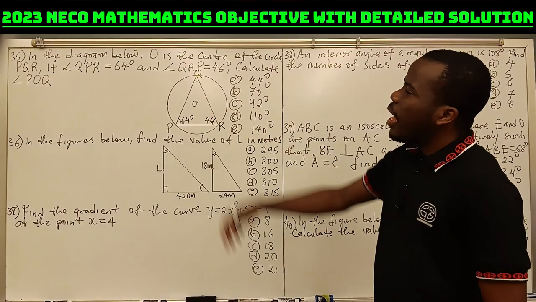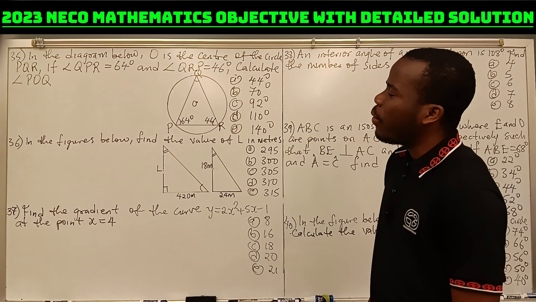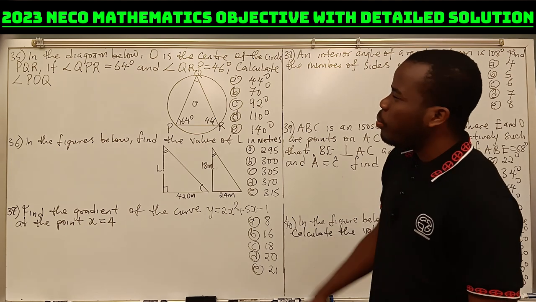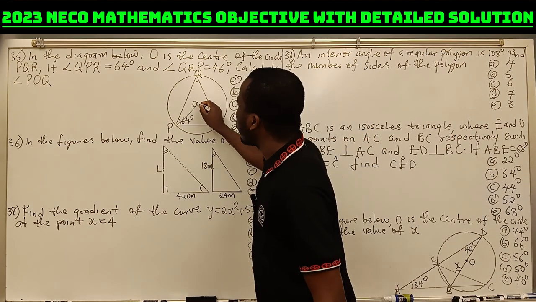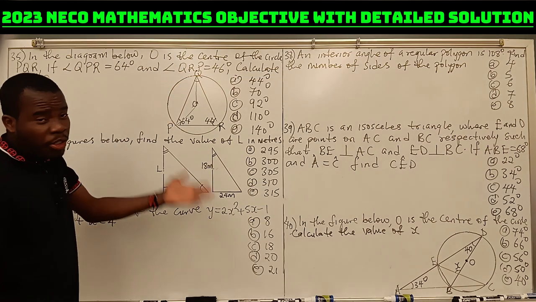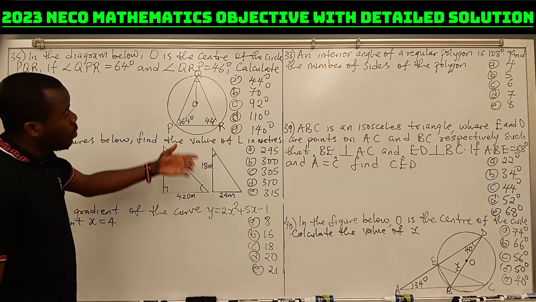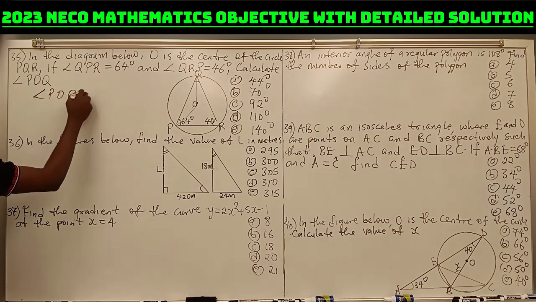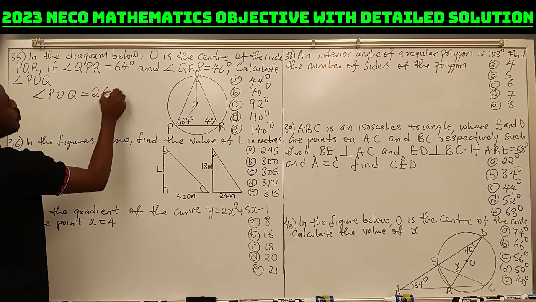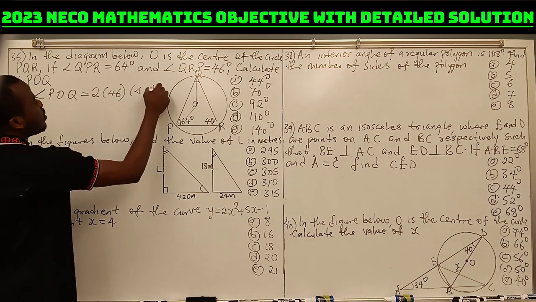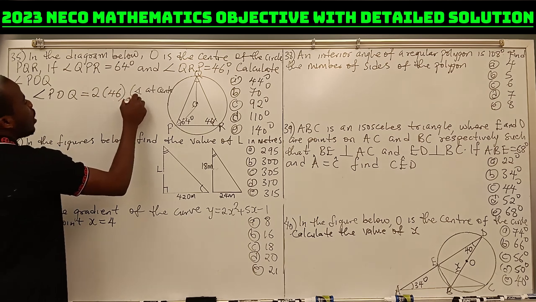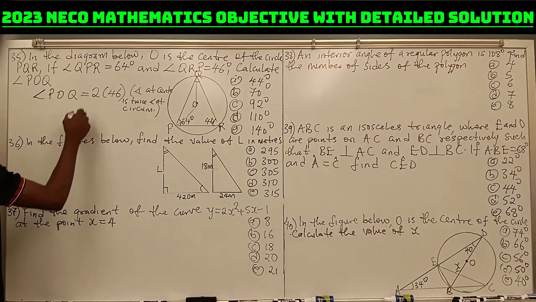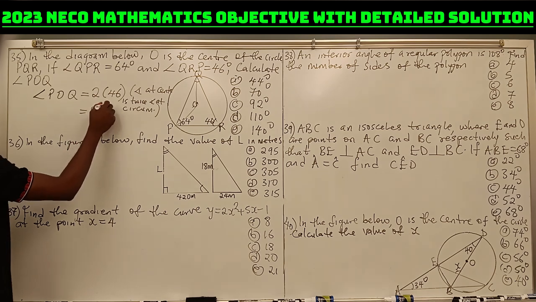The next question says, in the diagram below, O is the center of the circle PQRO, and if angle QRO is 64 degrees and angle QRP is 46 degrees, calculate POQ. So we're looking for this angle. To find angle POQ, we have nothing much to do because from circle theorem, we remember that angle at center is twice angle at circumference. Angle POQ is simply twice 46 because angle at center is twice angle at circumference. So 2 times 46 is 92 degrees, which is C.